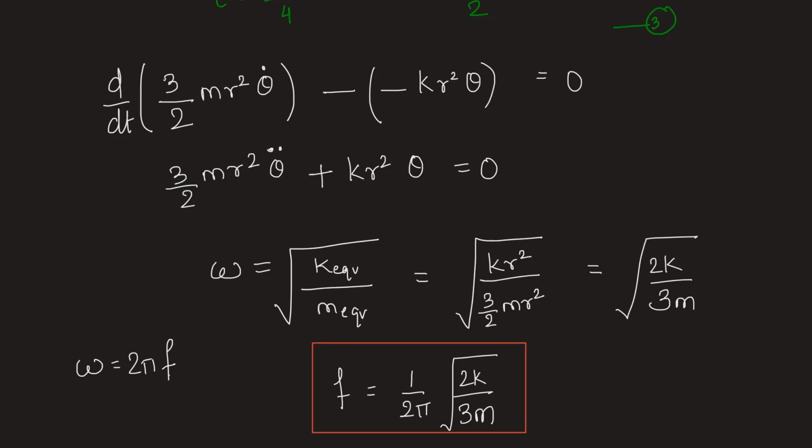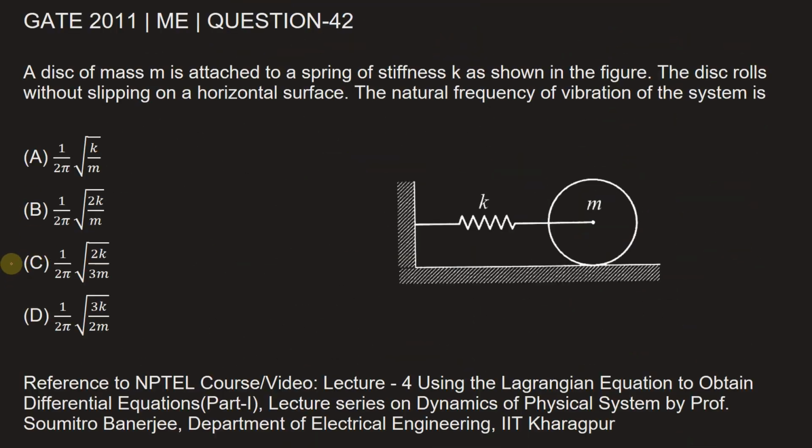Let's go back and mark the correct option. So this answer is option C. All the options are very close to each other, so we'll have to mark it carefully. The answer is option C. The natural frequency of vibration of the system is 1 by 2 pi root over 2k by 3m.